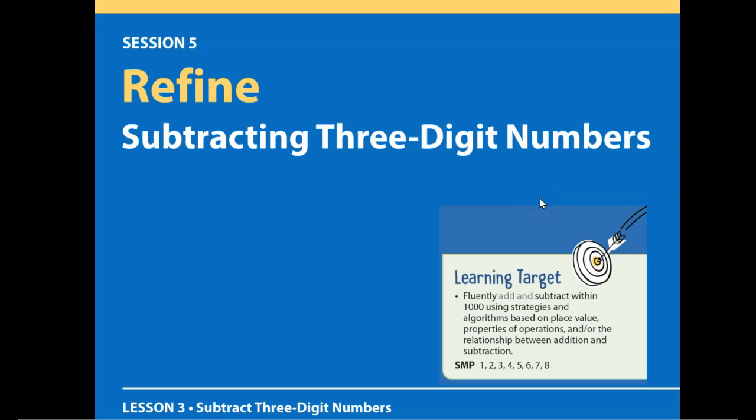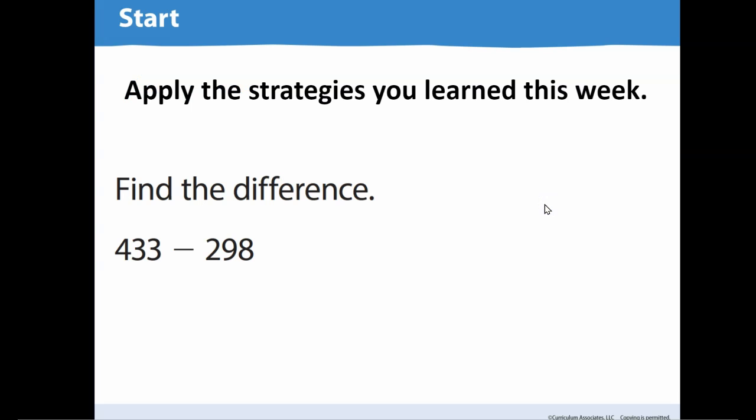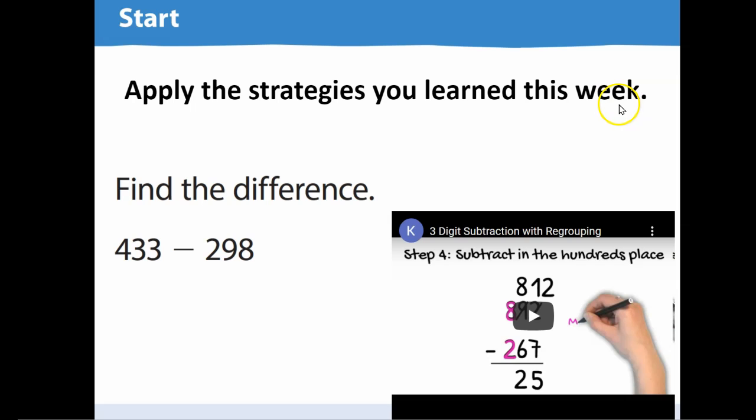All right, this is lesson 3, session 5. We're actually going to just continue subtracting 3-digit numbers, okay? It says apply the strategies you learned this week. Find the difference. So when I'm looking at a word problem and I see the word difference, that means to subtract. All right? So it says 433 minus 298. Let's see what you have.